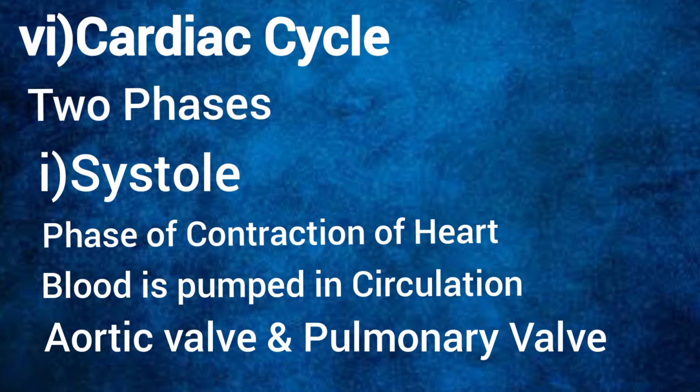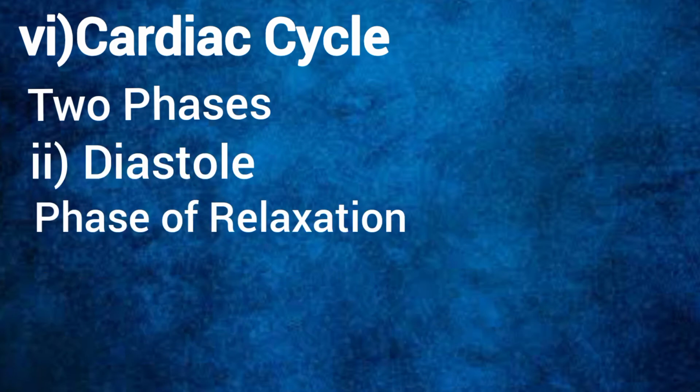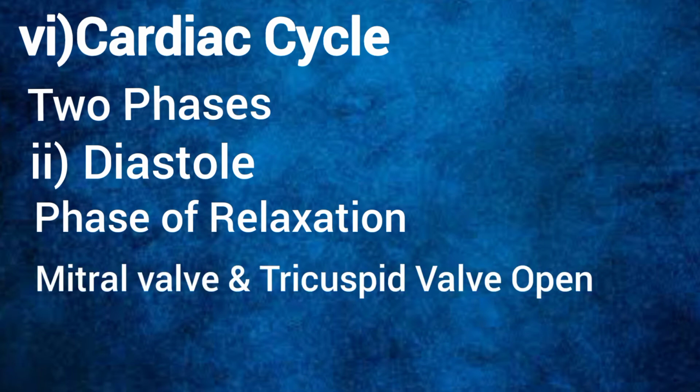Aortic valve and the pulmonary valve open in the systolic phase, and diastolic phase is opposite to it, in which the heart muscles relax. In the diastolic phase, two valves that open are the mitral valve and the tricuspid valve.